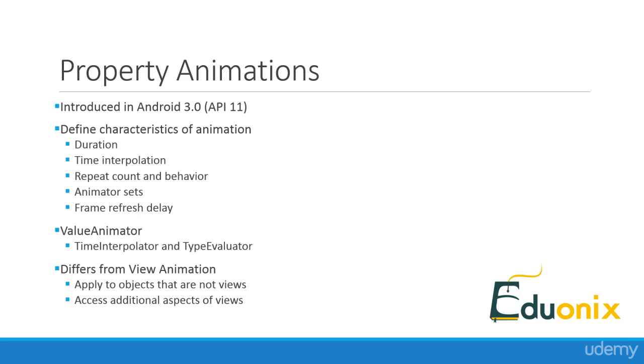The view animation system provides the capability to only animate view objects, so if you want to animate non-view objects, you have to implement your own code to do so. The view animation system is also constrained in the fact that it only exposes a few aspects of the view object to animate, such as the scaling and rotation of a view, but not the background color, for instance.